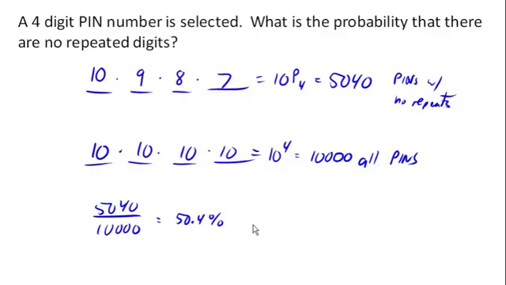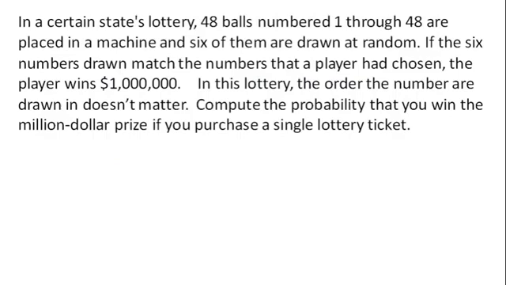So now let's look at a lottery problem. In a certain state's lottery, we have 48 different numbers, and 6 of them are drawn at random. The player gets to choose 6 numbers, and if their 6 numbers match, they win $1 million. The order doesn't matter in this particular lotto, so we're not playing Powerball. Let's see if we can find the probability that we win that $1 million prize if we purchase a single ticket.